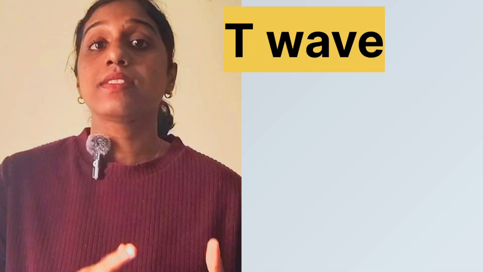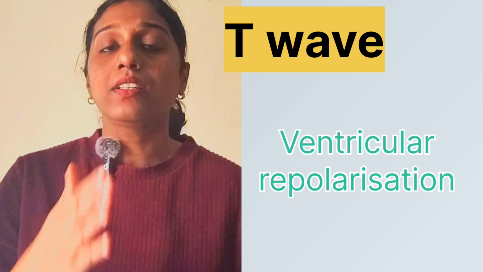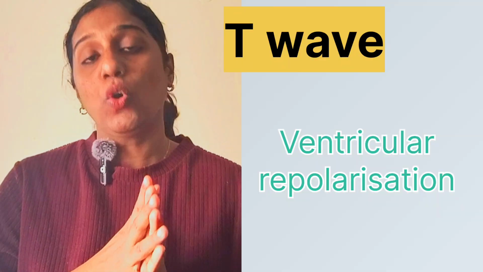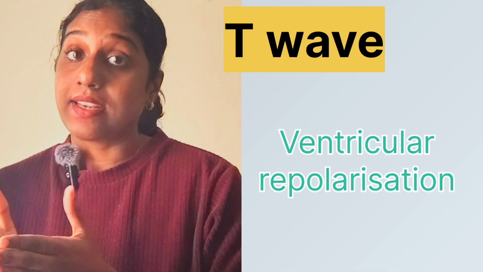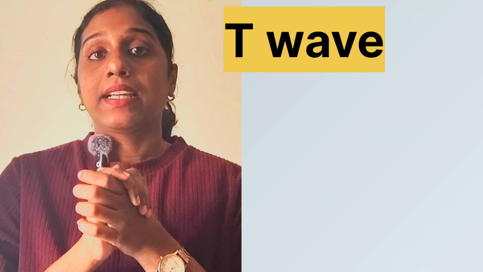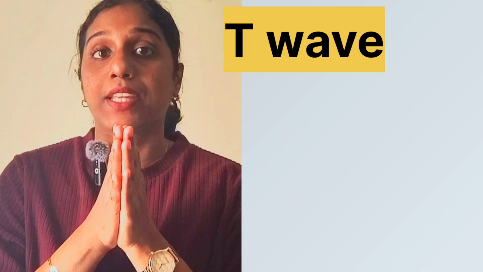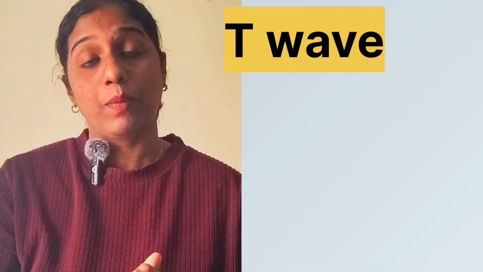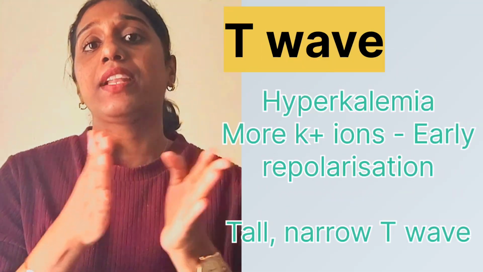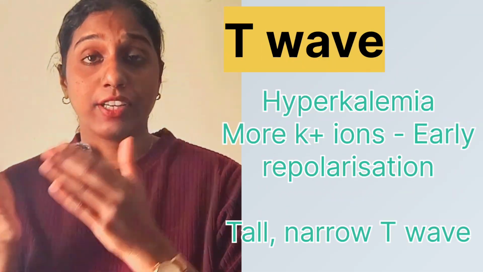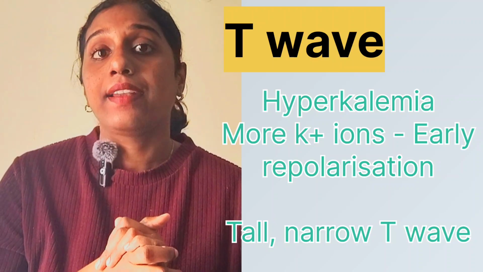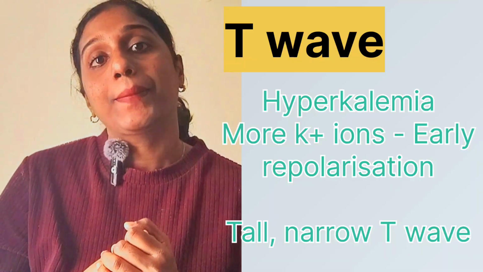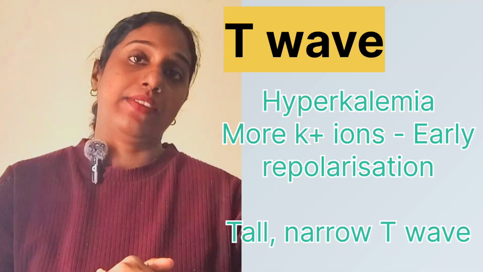T wave. The T wave denotes ventricular repolarization. After contraction, the ventricles go back to the normal state, that is repolarization. So in certain conditions, the T wave becomes tall and narrow. It is seen in hyperkalemia. What happens in hyperkalemia? Due to increased potassium ions, it reduces the resting membrane potential, and it causes early repolarization. So repolarization occurs very fast. So we will get narrow, tall T waves.